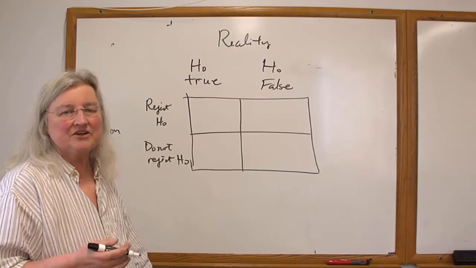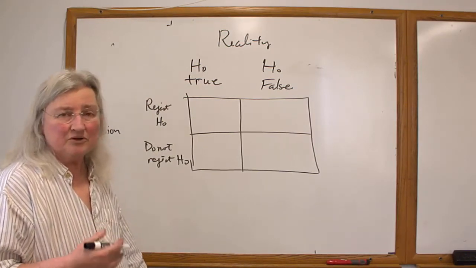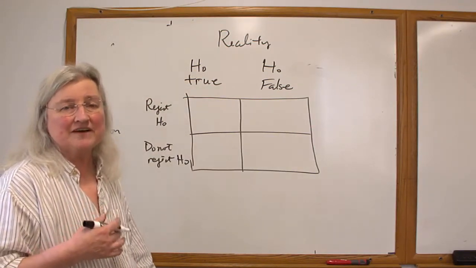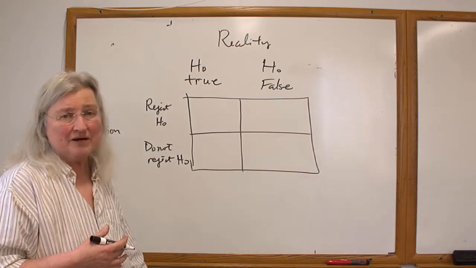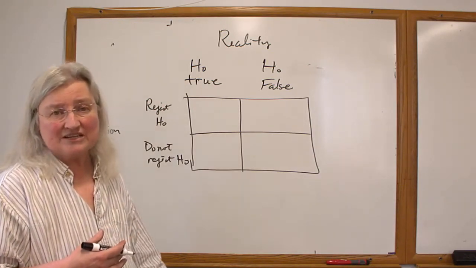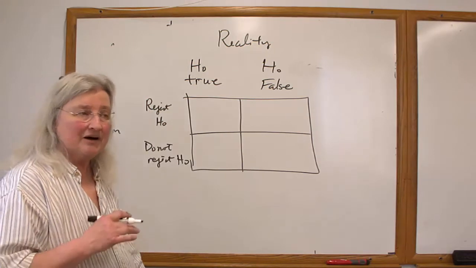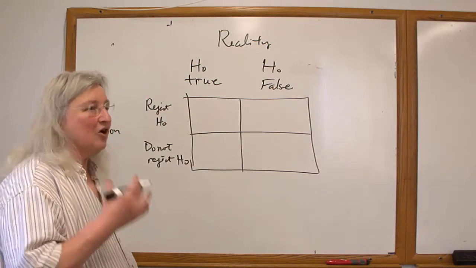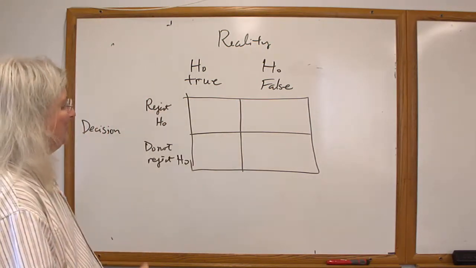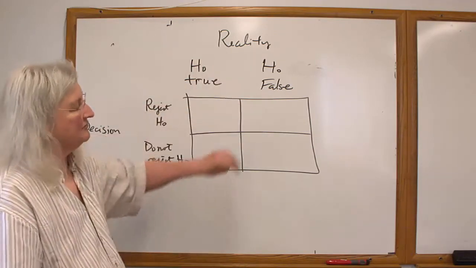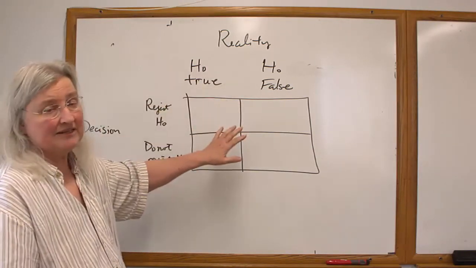This is the last video for Chapter 9. This is an important video because it deals with the fact that we're making a decision when we're doing hypothesis testing, and our decision isn't perfect. So this is to drive home the fact that the decision's not perfect. So here I've derived a little table that I'm going to be filling in this video.